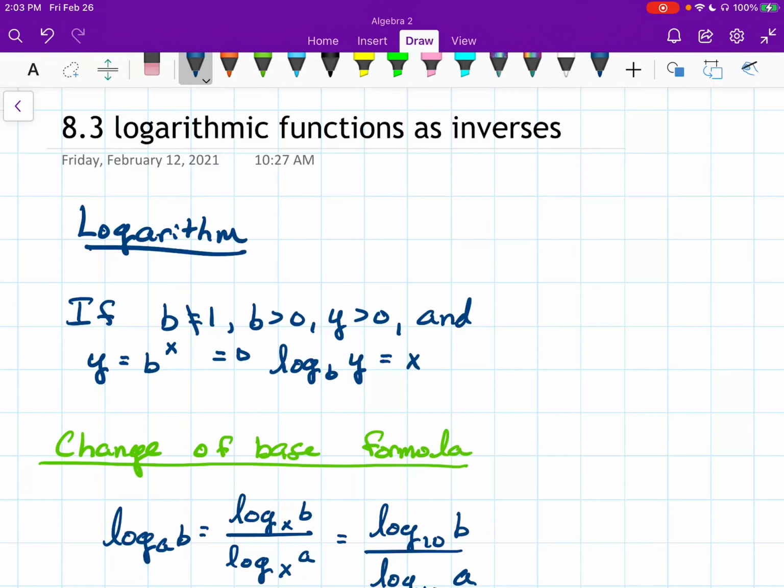All right, 8.3, logarithmic functions as inverses. So first off, we talk about logarithms. What is a logarithm? Well, we say if b is not 1, b is positive, y is positive, and y equals b to the x, then log base b of y is equal to x. Now that might just seem like some nonsense, but there's some interesting things that we can do with that.